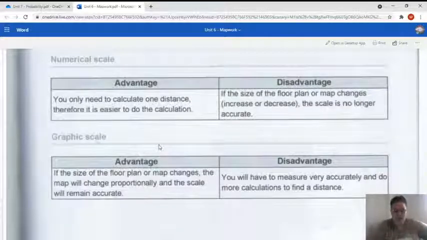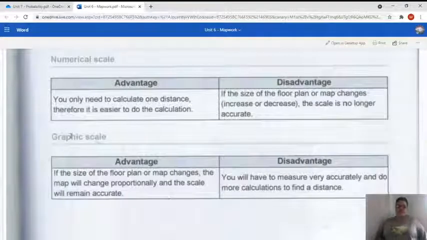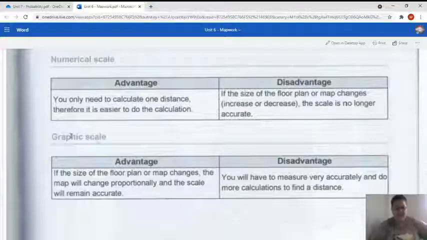If the size of the floor plan or map changes, now this is a graphic scale. This is the scale that we spoke about that has the partitions. If the size of the floor plan or the map changes, the map will change proportionally and the scale will remain accurate. Again, as it goes bigger and smaller, obviously this will grow bigger. However, for this purpose, it is grown bigger, and the answers of this will not be the same as what's in the book, and therefore I have not done an example for this reason.